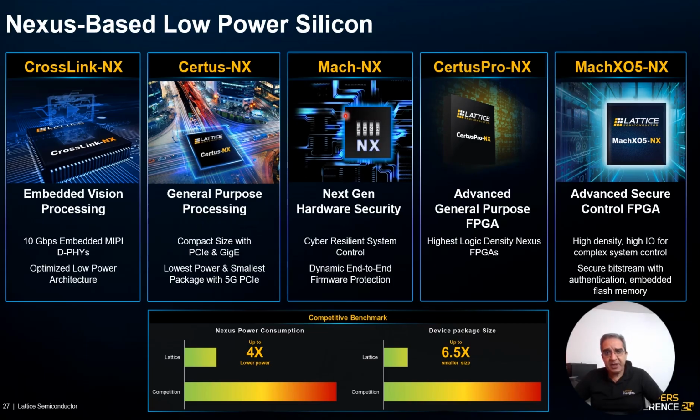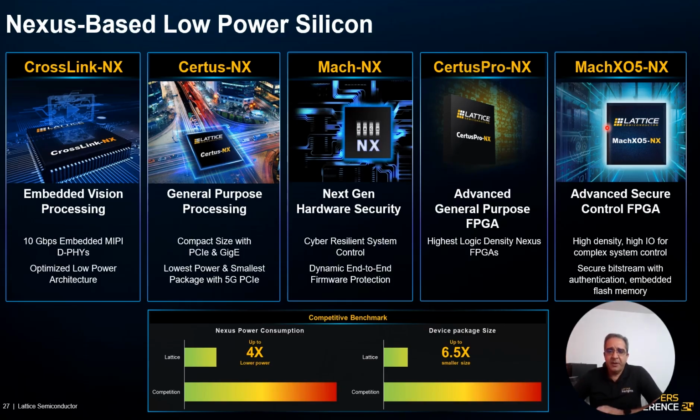Mach NX is targeted to hardware security, so for any cyber-resilient system control, a PFR implementation or root of trust implementation could be used in the Mach NX. Certus Pro NX is a general purpose FPGA that has high-speed SerDes, LPDDR memory interface, PCI Express and so on, and other features. And Mach XO5 is targeted to advanced security and control applications.